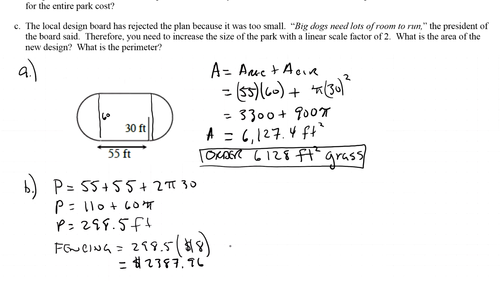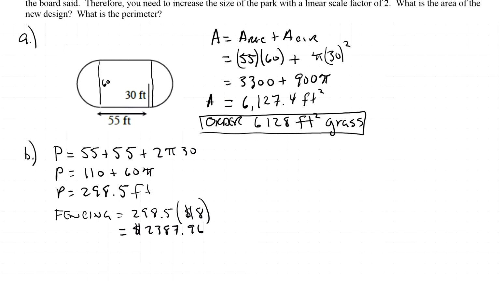Alright, and so the local design board has rejected the plan because it was too small. Dog breeds need a lot of room to run. The president of the board said, therefore you need to increase the size of the park with a linear scale factor of 2. What is the area of the new design and what is the perimeter? Alright, so area is increased by a factor of 2.